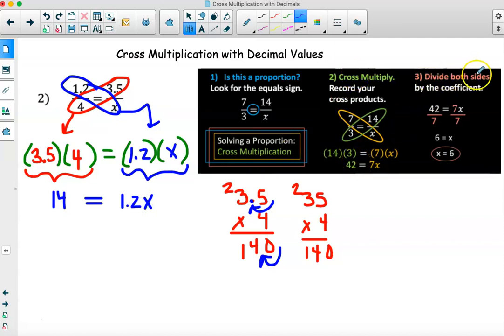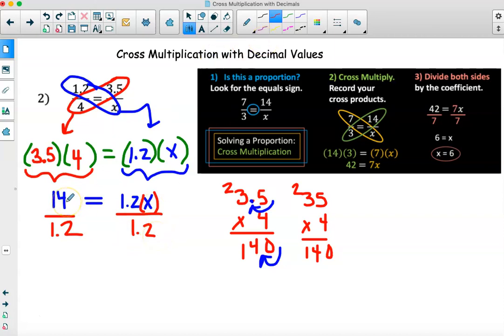Step 3 is to divide both sides by the coefficient. So 1.2 is being multiplied by x. So the inverse of multiplication is division. We're dividing both sides by 1.2 because 1.2 is the number that is keeping x from being alone. We're trying to isolate x, so we need to get rid of the 1.2.